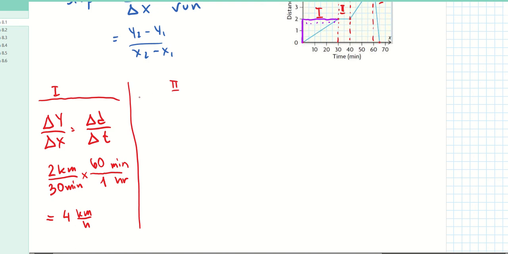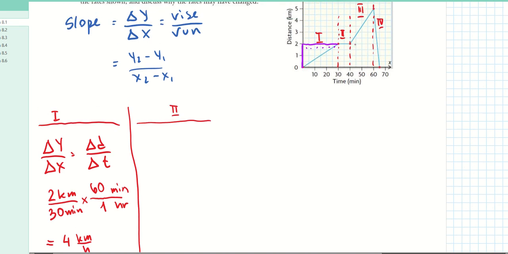So number 2, if we look at interval number 2, the line is horizontal. That means that there is no slope, means there is no rise, there's only run. So in that case, if there's no delta d, we only have delta t, which means we get 0 over, in this case, 10 minutes. From 30 to 40, that's 10 minutes, which means this is 0.